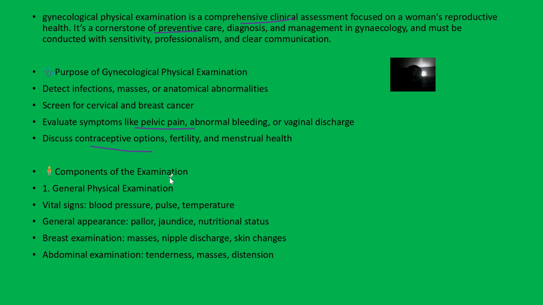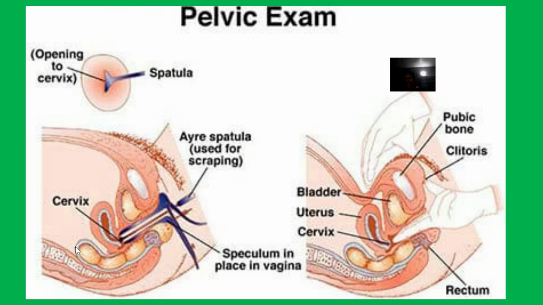Now, components of the examination: first you have to do the general examination, which is not focused on the reproductive system. You just look at the general well-being of the woman. You look at the vital signs, the general appearance of the person. You do a breast examination, you do an abdominal examination. Do you understand? That one is general.